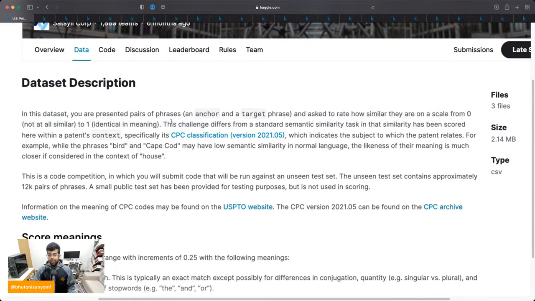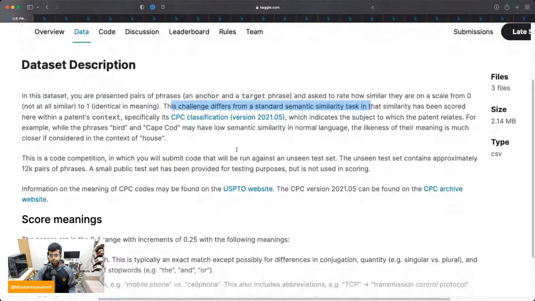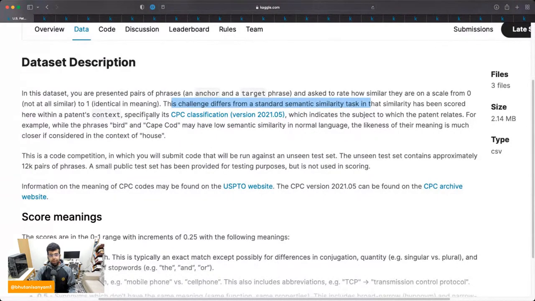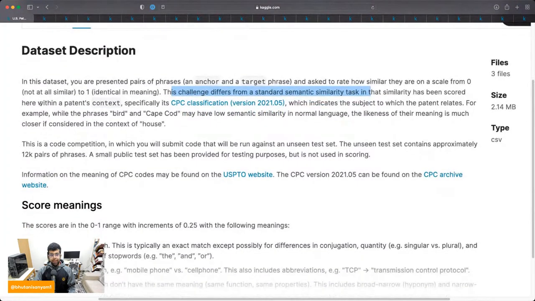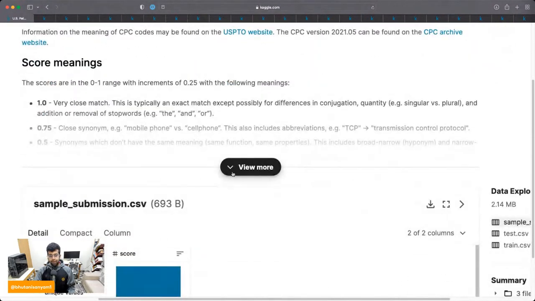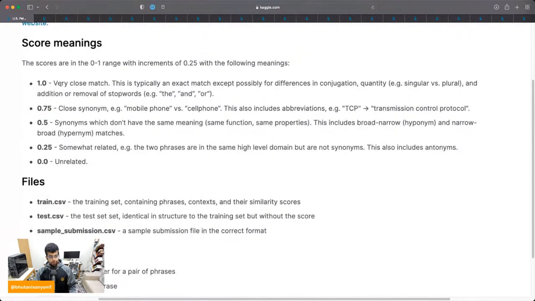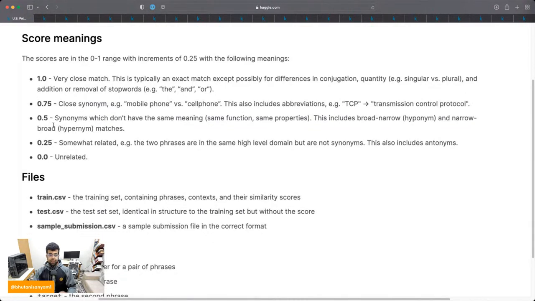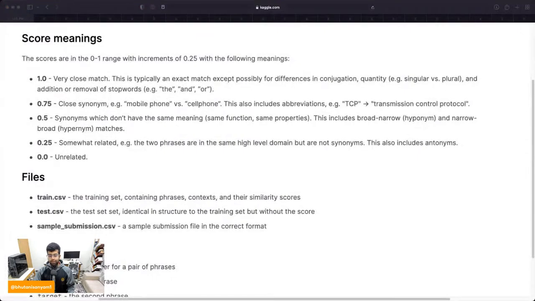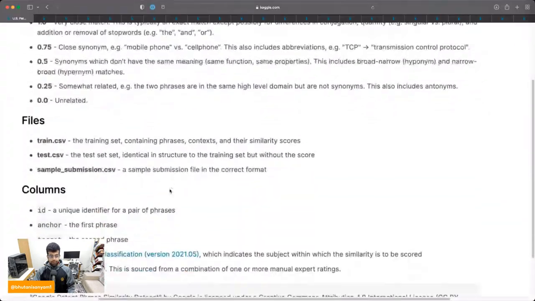They talk about how this challenge differs from a semantic similarity task. Here the context is also relevant. That is the key bit, and that was also a part of the secret sauce. The scores are in the following 5 brackets, and they mean different things, but it's safe to say you're trying to come up with the score and figure out how similar these phrases are to each other.